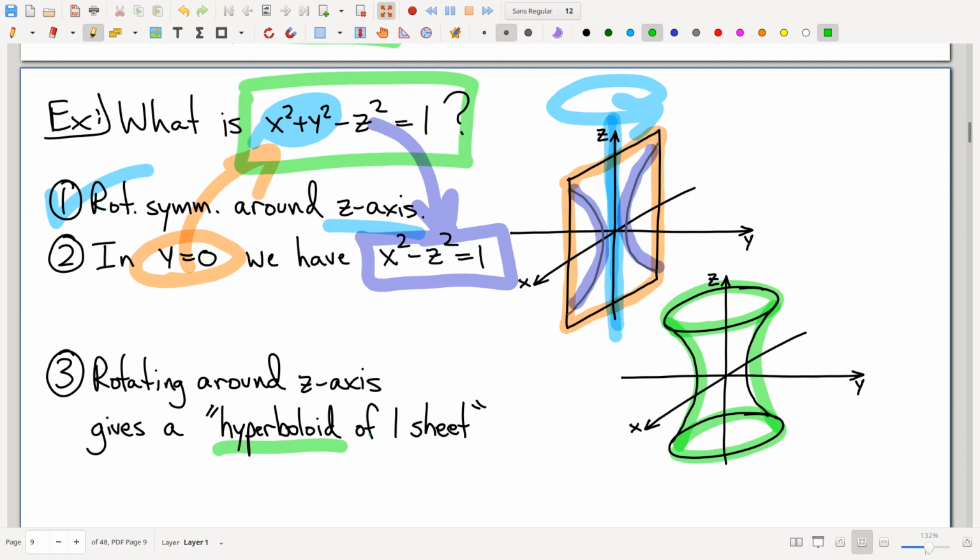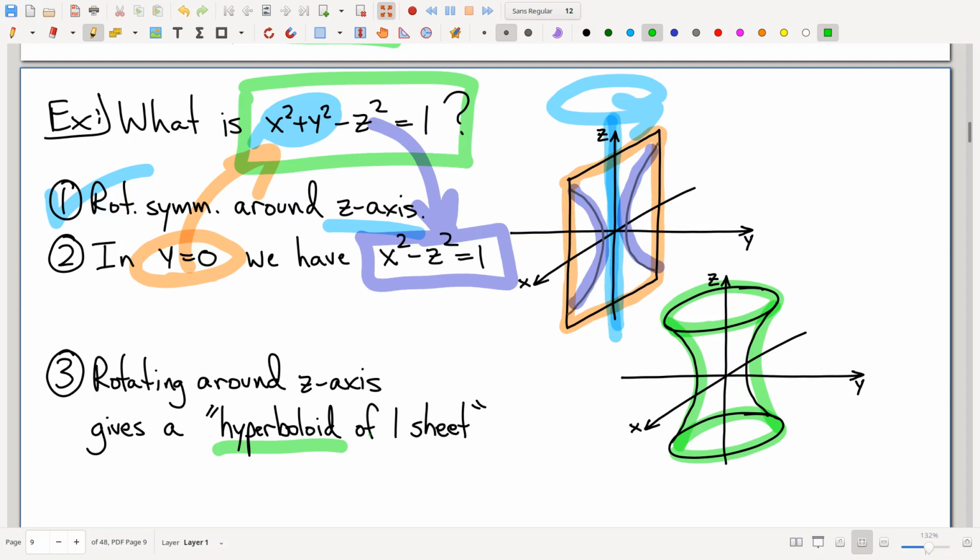Well, that's right. So this is the first observation I make up here, that x and y appear in the special form. That means that it's symmetric around the z-axis, and things that are symmetric around the z-axis are literally rotations of their own cross-sections rotated around the z-axis. Does that make sense? Yeah.